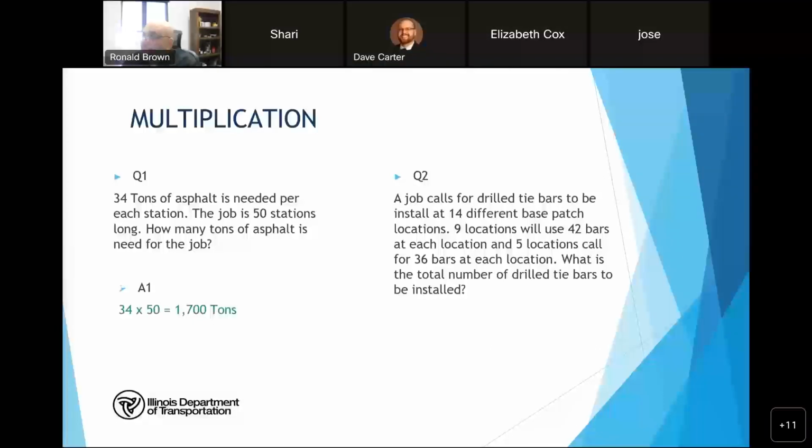Example number 2, the job calls for drilled tie bars to be installed at 14 different base patch locations. 9 of those 14 locations will use 42 bars at each location. 5 locations will use 36 bars at each location. You would need to know the total number of drilled tie bars to be installed when you're ordering your material.